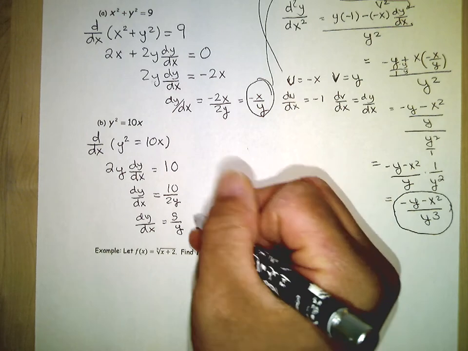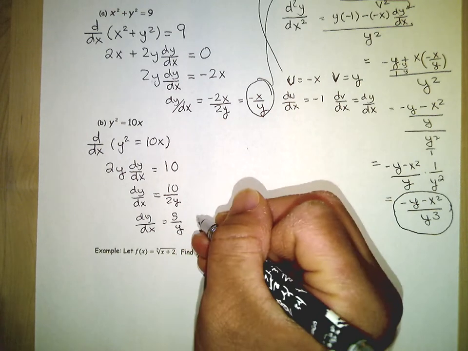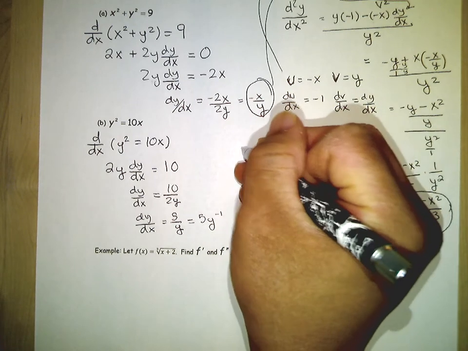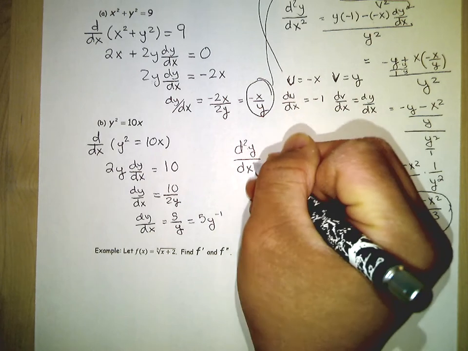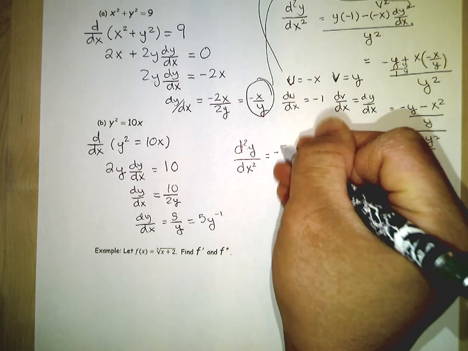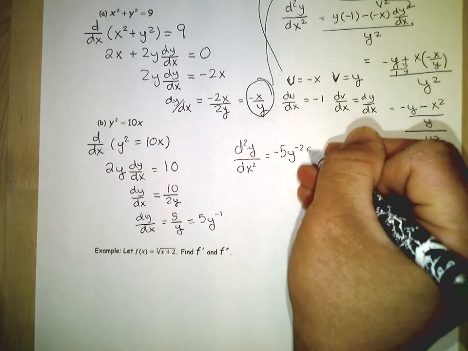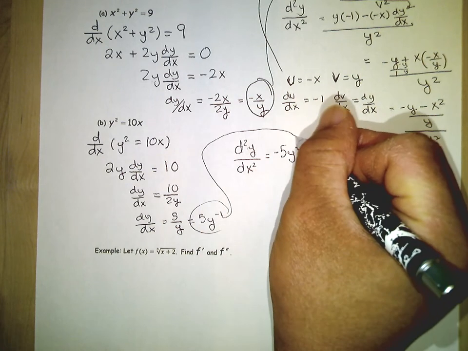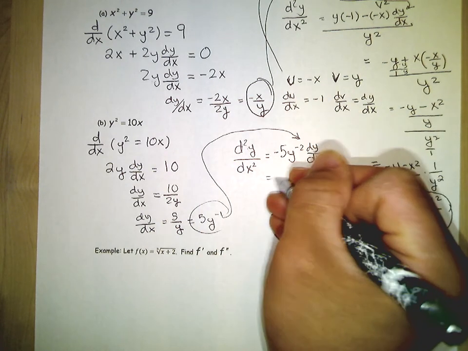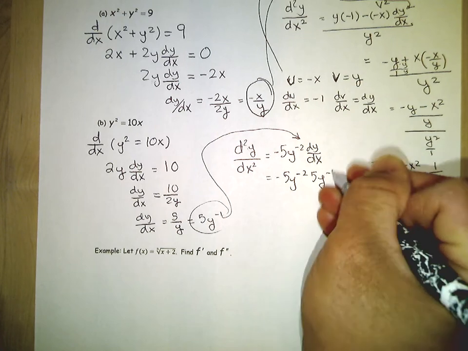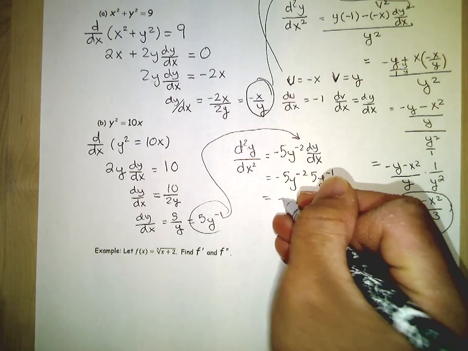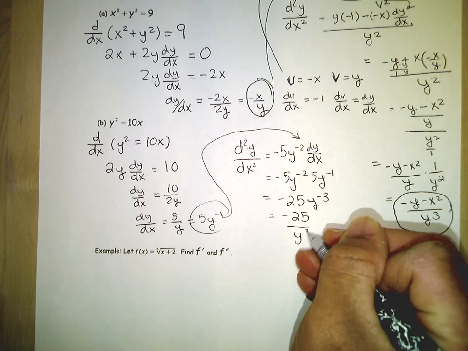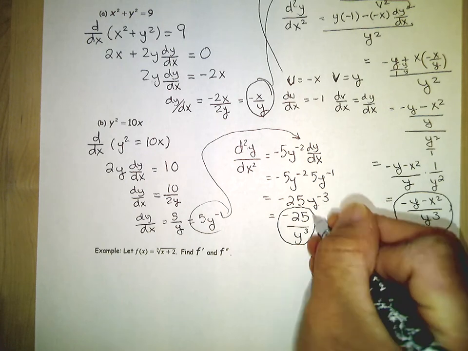Now, if we want the second derivative, now you could use the quotient rule again, but this is just 5y to the negative first power here. So the second derivative with respect to x will be negative 5y to the negative 2 power dy/dx. And dy/dx was, here we go, it was 5y to the negative first power. So this will be negative 25y to the negative third power, negative 25 over y to the third. All right, so I hope that you enjoyed that problem right here.